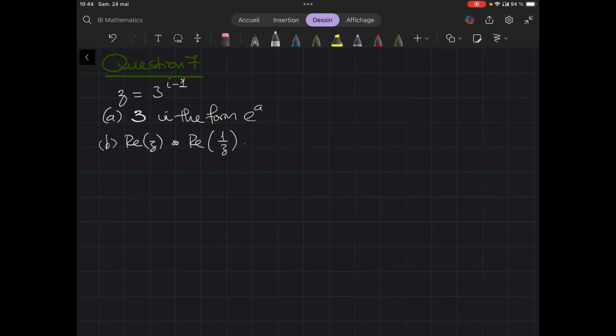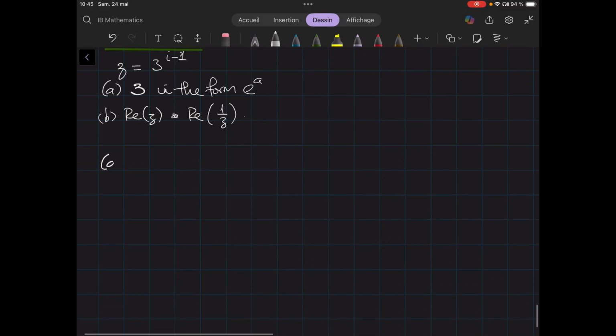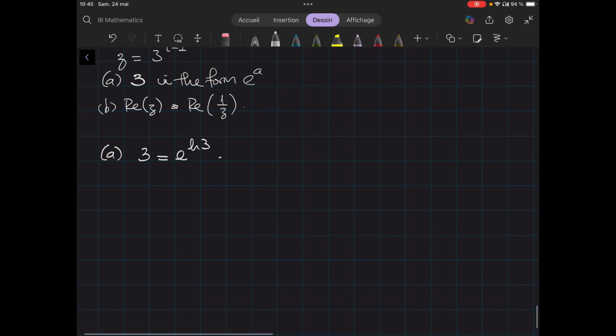Moving on to question 7, you are given the complex number z is equal to 3 to the power of i minus 1. We know that we cannot work with a complex number in this form, so we gotta convert it to the form e to the power of something i, which is the direction that the IB is nudging us towards. Part A is surprisingly straightforward. Write the integer 3 in the form e to the a. Well, 3 is going to be e to the ln 3. Done.